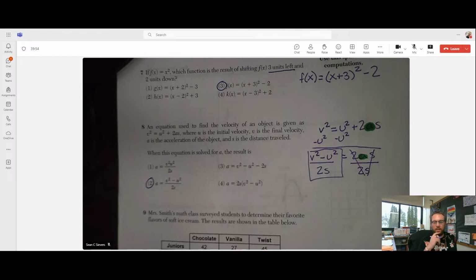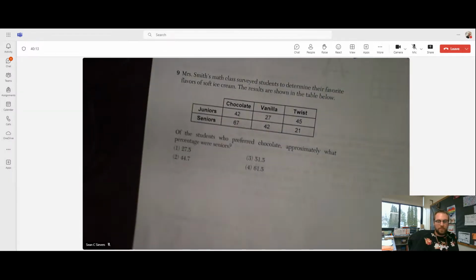Okay, so for this one, we call this a literal equation, and that's when we have only variables and very few numbers, okay? We don't have to know what the velocity, acceleration, or any of that means. All we need to know is the rules of manipulating an equation, okay? Let's move on to number 9.